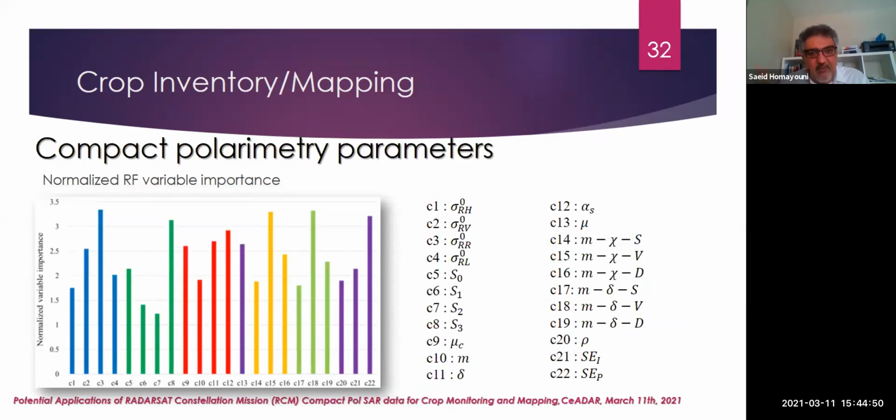Here is the same concept and statistics, but from the compact polarimetric parameters. And you can see there are more features from compact pol data, circular polarizations, and the accuracy is quite good. I can show you here.